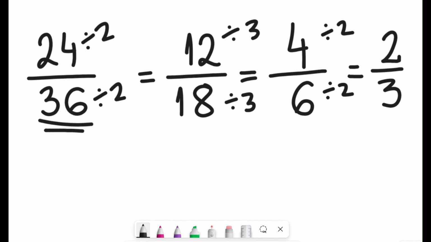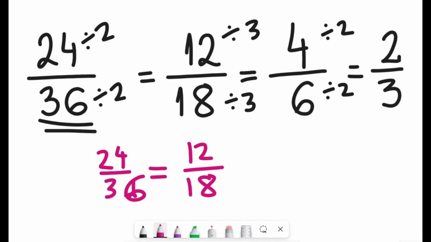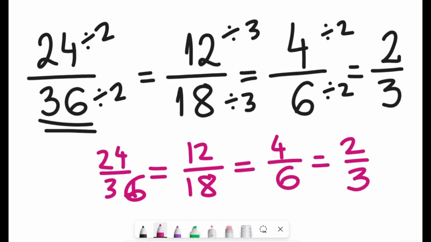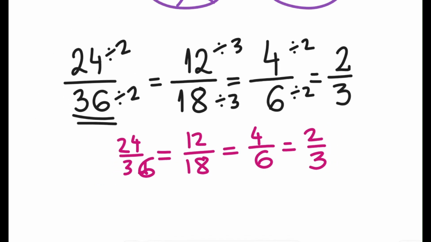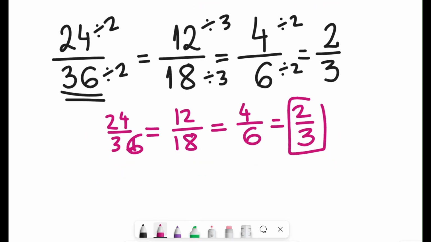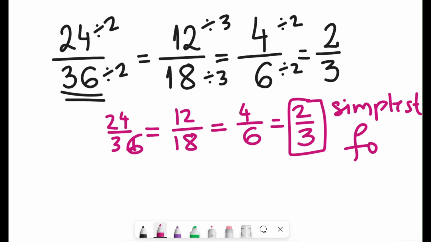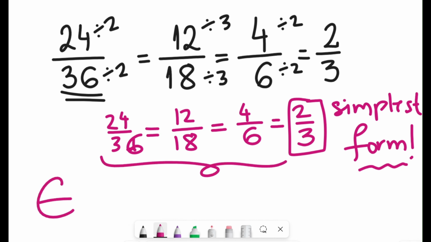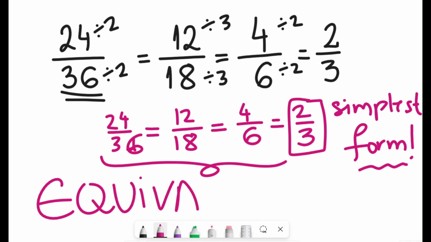So guys, this tells us that 24 out of 36 is the same as 12 out of 18 is the same as 4 out of 6 is the same as 2 over 3. Just of all of them, 2 over 3 is in simplest form because it cannot be simplified any further. But all of these fractions are equal. That's why we call them equivalent fractions.